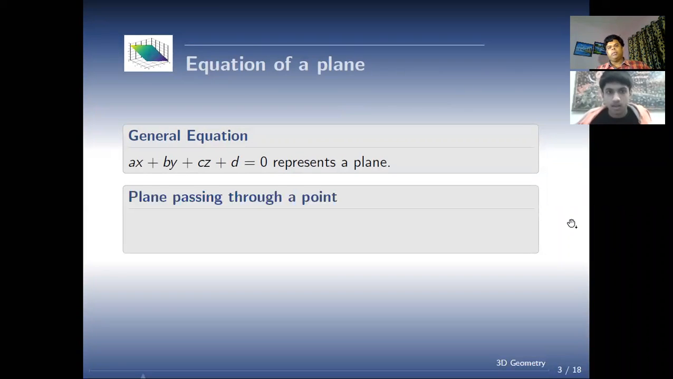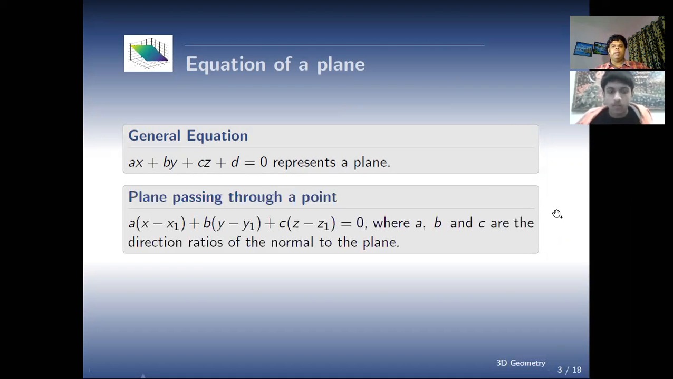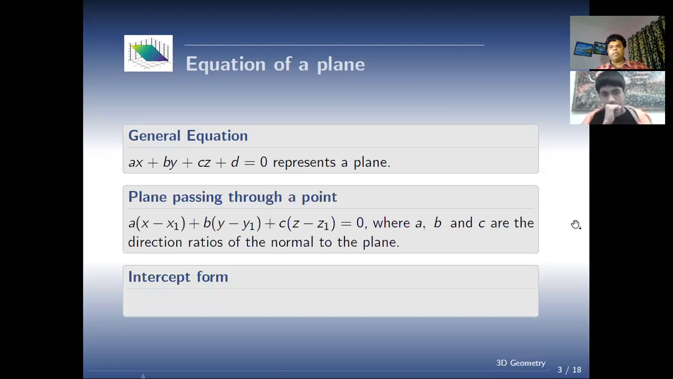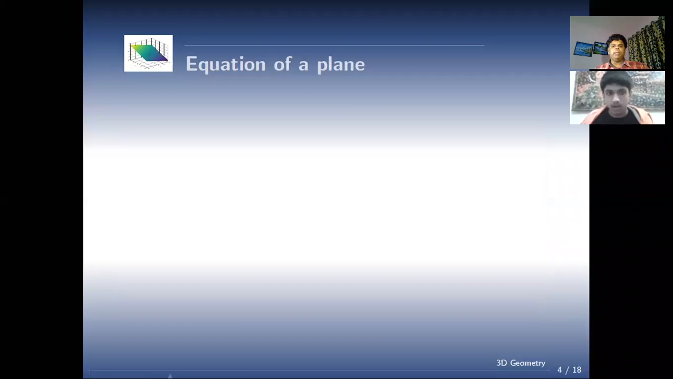We have the equation of a plane passing through a point x1, y1, z1 given by a times (x minus x1) plus b times (y minus y1) plus c times (z minus z1) equal to 0, where the coefficients a, b, and c are the direction ratios of the normal to the plane. Then we also have the intercept form of the plane: x by x1 plus y by y1 plus z by z1 equals 1. That's another form of the equation of a plane.